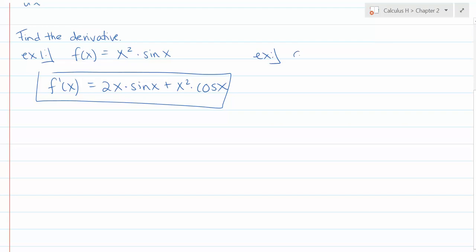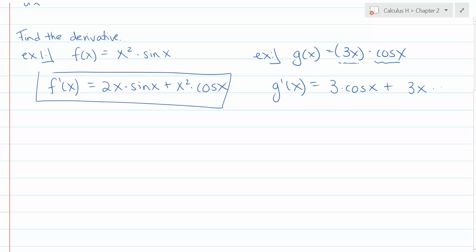Look at another example. So g of x equals 3x times cosine x. Again, you can see your two different functions. g prime of x, the derivative of 3x is 3 times cosine x plus 3x stays the same, and the derivative of cosine x is a negative sine x, so I'll change this to a negative here.